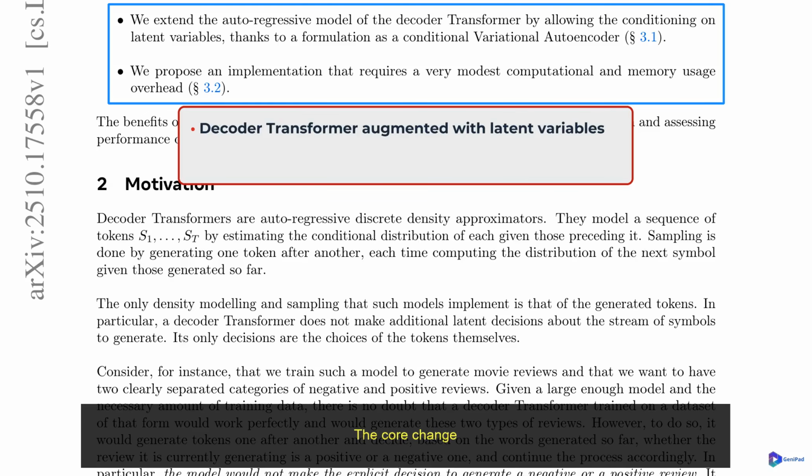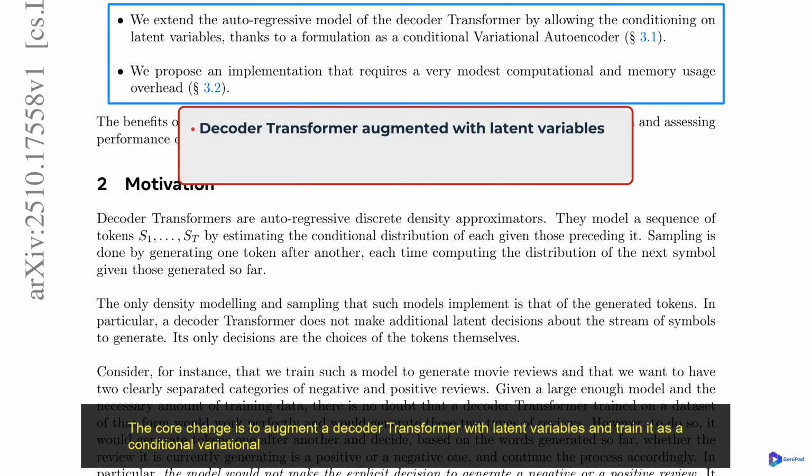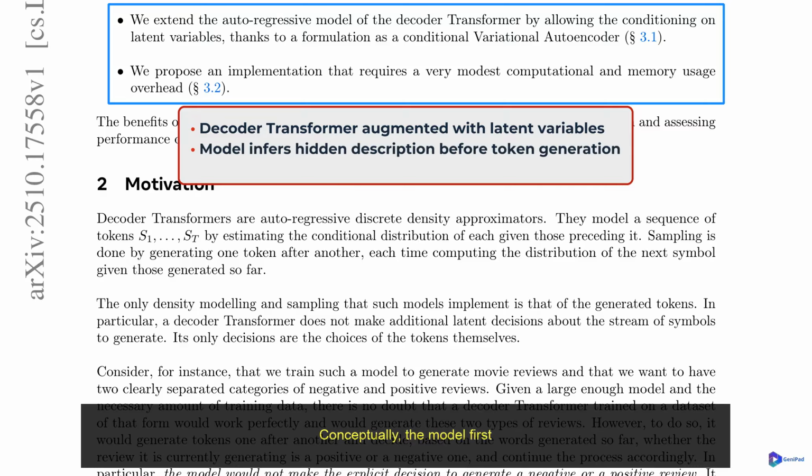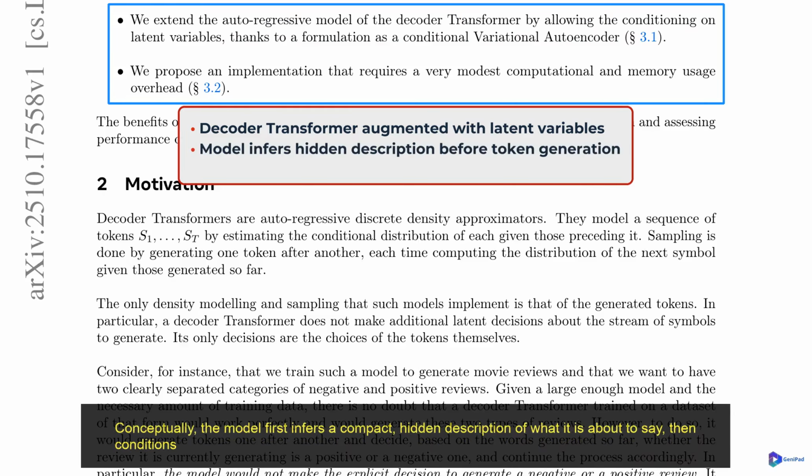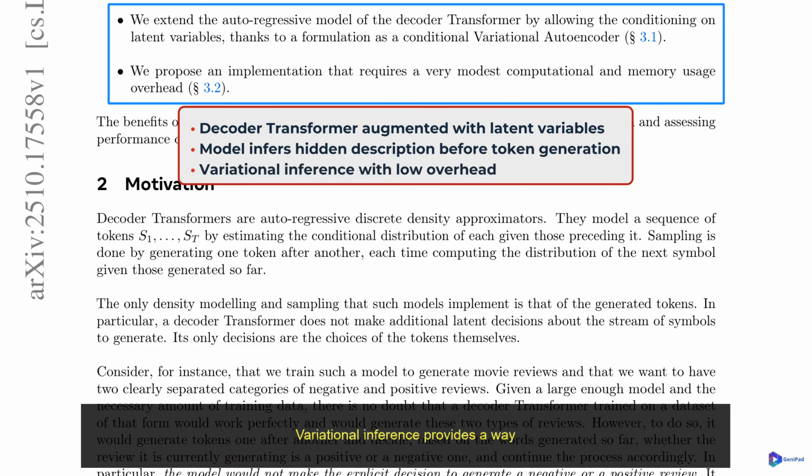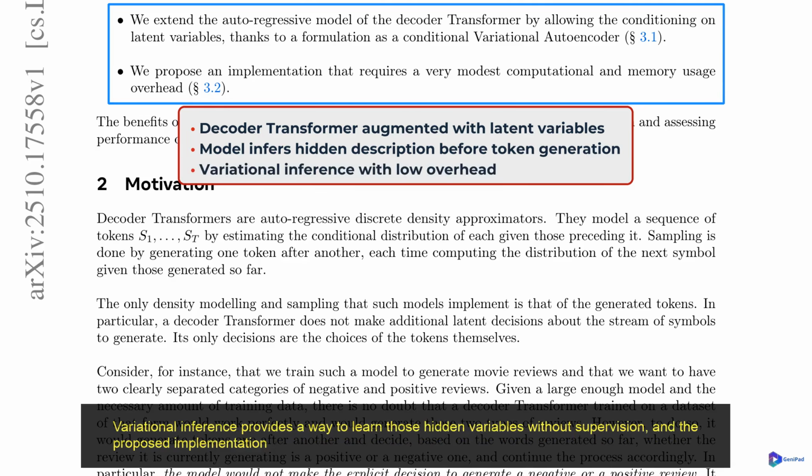The core change is to augment a decoder transformer with latent variables and train it as a conditional variational autoencoder. Conceptually, the model first infers a compact, hidden description of what it is about to say, then conditions token generation on that description. Variational inference provides a way to learn those hidden variables without supervision, and the proposed implementation adds only a small compute and memory overhead to a standard decoder.